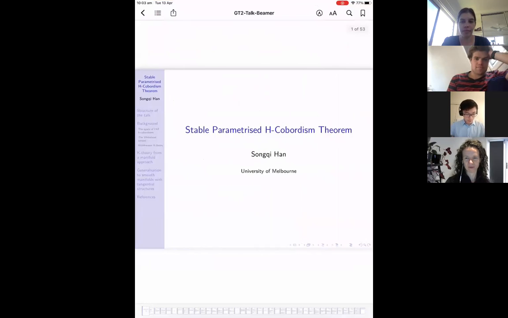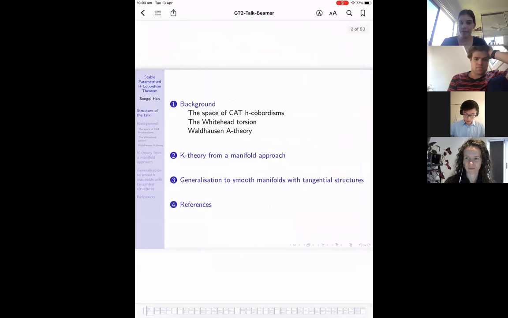Thank you for having me here today. Today I'm going to talk about the stable parametrized h-cobordism theorem. And this talk can be divided into 3 parts. In the first part, I will introduce to you the main players of this theorem today, which are the space of h-cobordisms, the Whitehead space or the Whitehead torsion, which is the classical definition, and the Waldhausen A-theory space.